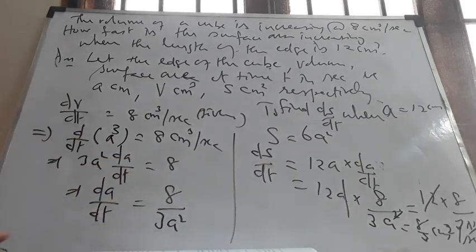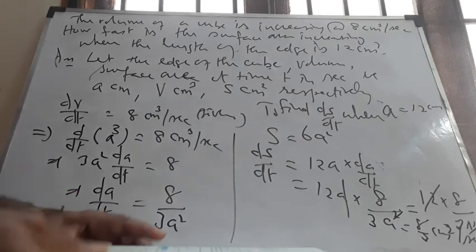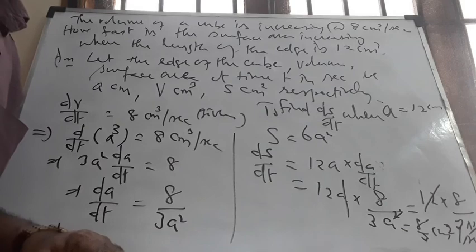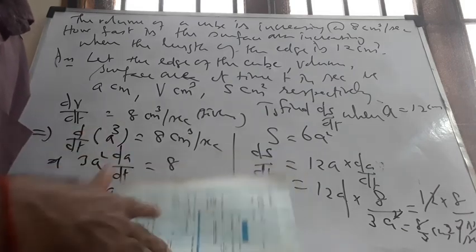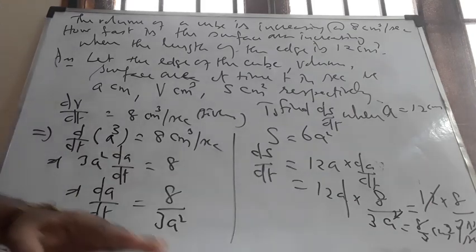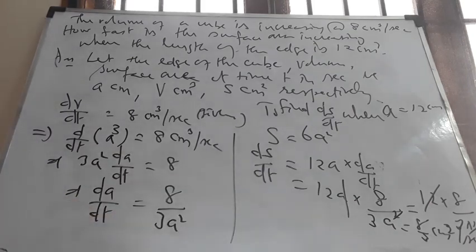How do I write the final conclusion? The surface area increases at the rate of 8 by 3 centimeter square per second. Surface area is increasing at the rate of 8 by 3 centimeter square per second. That's the way it's being written. I think it's clear to you.